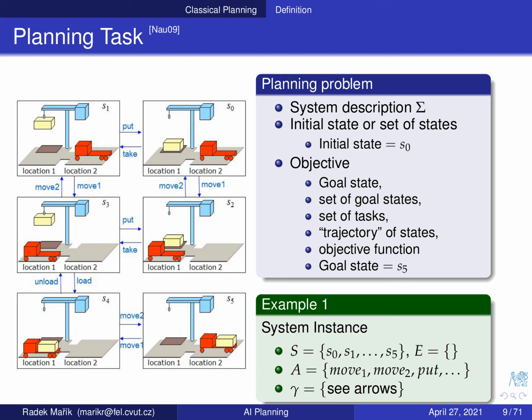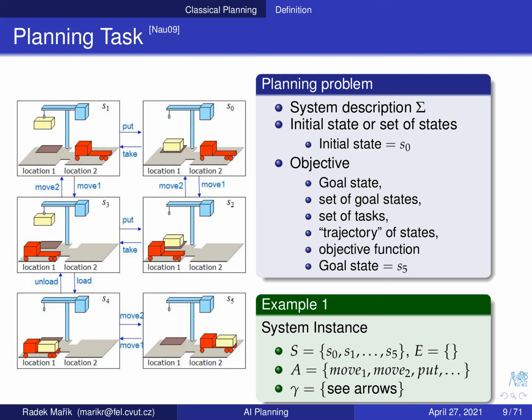The objective is given by a goal state. However, it can also be a set of goal states or a set of tasks, or one can even prescribe a trajectory of states that should be accomplished, or it can be provided as an objective function. In this simple example, the goal state is just S5 here.